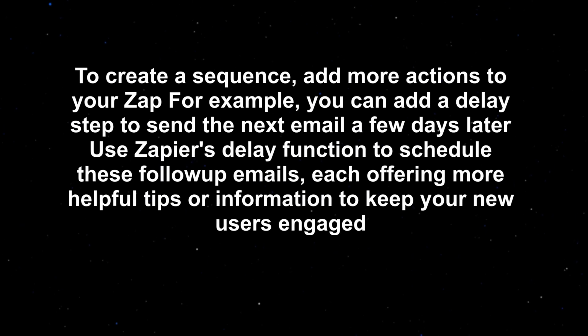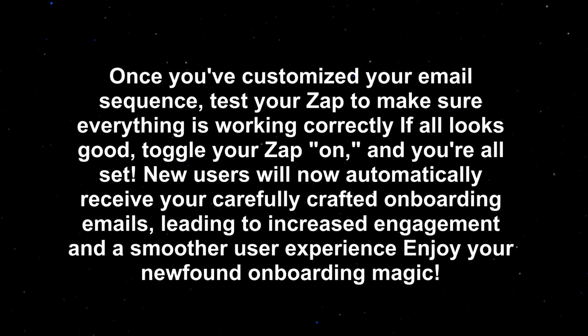To create a sequence, add more actions to your Zap. For example, you can add a delay step to send the next email a few days later. Use Zapier's delay function to schedule these follow-up emails, each offering more helpful tips or information to keep your new users engaged. Once you've customized your email sequence, test your Zap to make sure everything is working correctly.